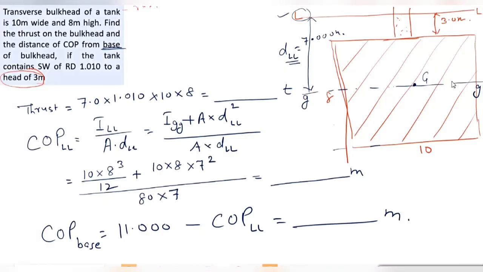Is the area calculation giving you problem? Is DLL giving you problem? Or is the diagram giving you problem? Tell me, what is the problem area? Identify your problem area. The area part, sir. The area part. What is the immersed area? If the tank is full, then entire bulkhead is immersed, yes or no? Yes, sir.